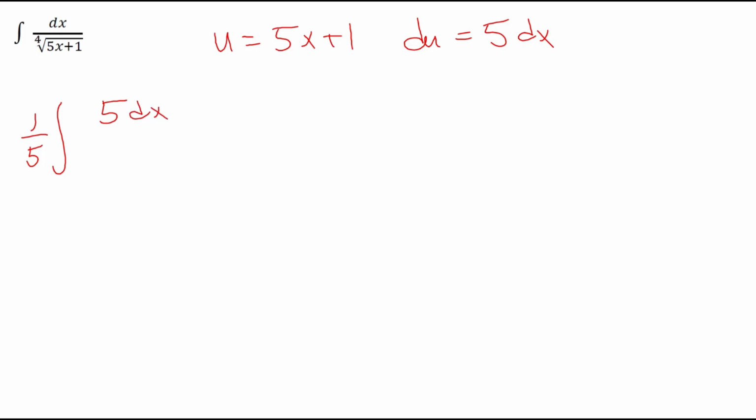All right, here for this one, we have the 4th root of 5x plus 1 in the denominator, right? So it's dx over the 4th root of 5x plus 1. We're still going to use the same idea, where we're going to let u equal 5x plus 1, and du is just going to be 5 dx. So I'm going to want to put in a 5 on the inside and a 1/5 on the outside.